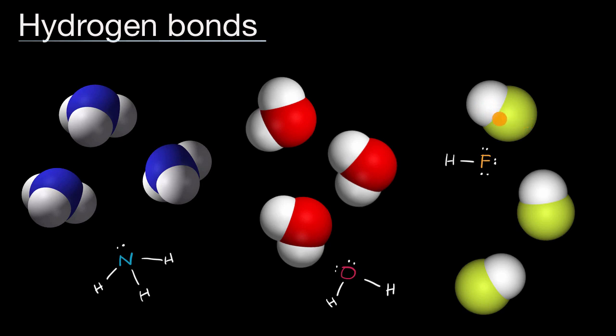Now, why are these types of molecules interesting, and what does that have to do with hydrogen bonds? The simple answer is, in each of these cases, you have hydrogen bonded to a much more electronegative atom. Even though these are covalent bonds, they're going to be polar covalent bonds. You are going to have a bond dipole moment that goes from the hydrogen to the more electronegative atom.